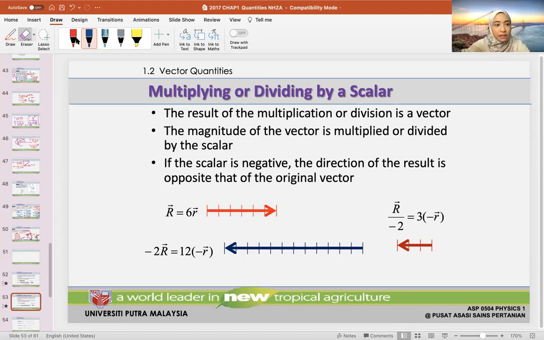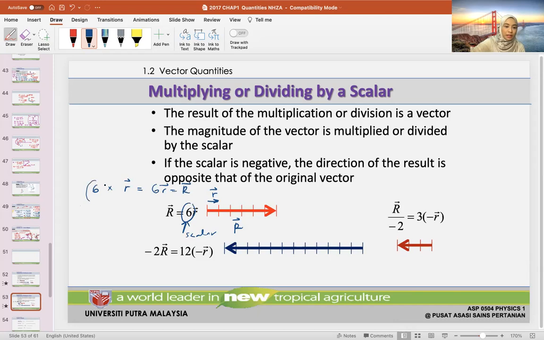All right, so multiplying or dividing by a scalar. The result of a multiplication or division is a vector. For example, I have a small r here and I want to make my small r the same vector as my capital R. This big arrow is big R, and I want to equate my small r to my big R. So I can multiply it with a scalar quantity. This is a scalar quantity because it's just a value, just a number. So multiplying 6 times vector R gives me 6R, or big R.